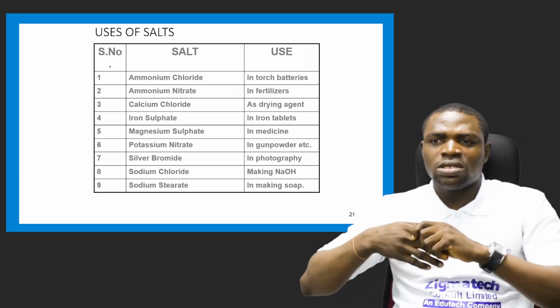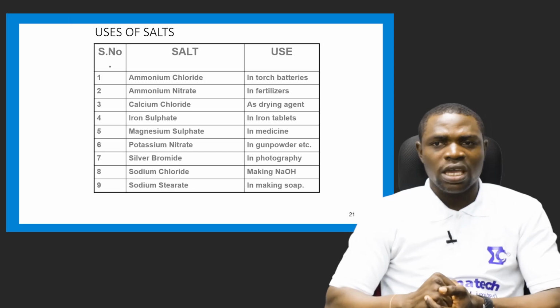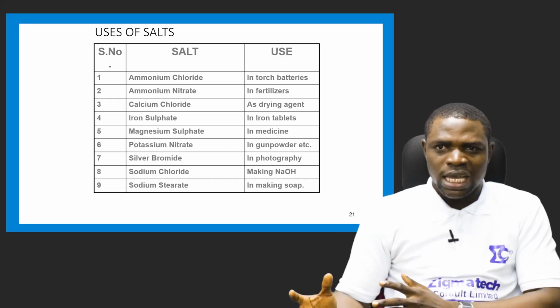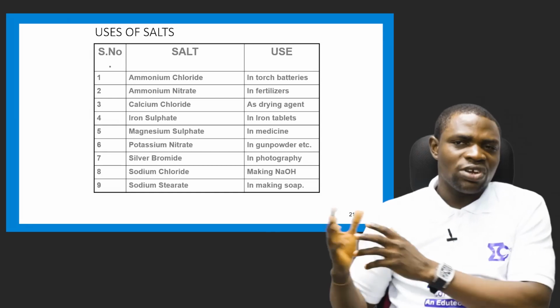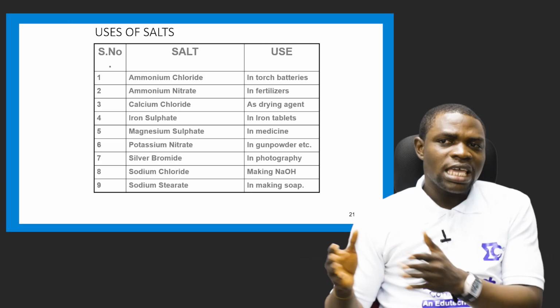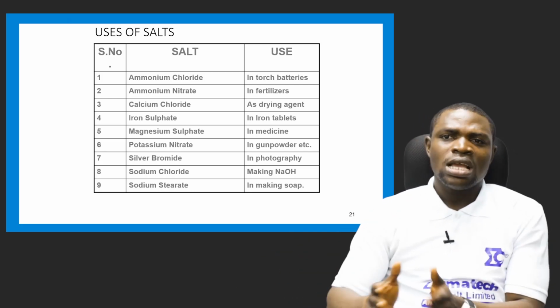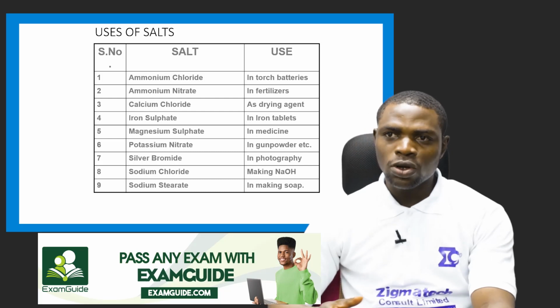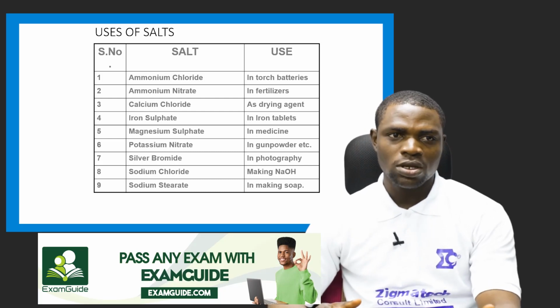And then in iron tablets, you see iron sulfate being engaged. Calcium chloride is used as a drying agent. Ammonium nitrate is used in fertilizer, you know, NPK. Have you heard about that? NPK, all kinds of fertilizers. Ammonium nitrate actually is engaged in most known fertilizers across the world.